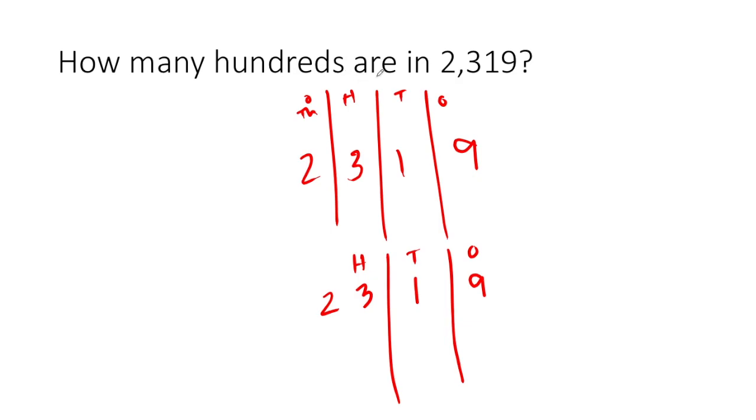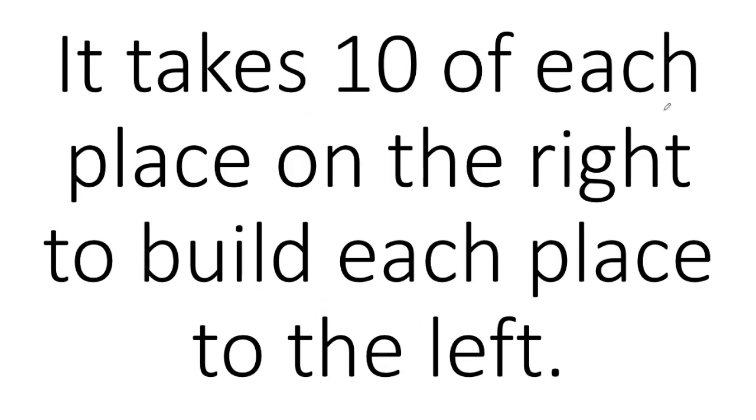So when we're asked how many hundreds are in 2,319, we're not going to say 3, even though there could be 3 hundreds and separately 2 thousands. Since we know there are hundreds inside of the thousands, we say this answer, 23. There are 23 hundreds inside of 2,319. Just that some of those hundreds are secret and hidden. If someone asks us why, we just say it takes 10 of each place on the right to build each place on the left. Or another way of saying it is, we can take apart the place on the left and get 10 of the place on the right.